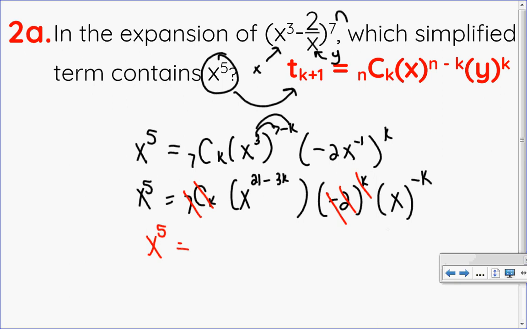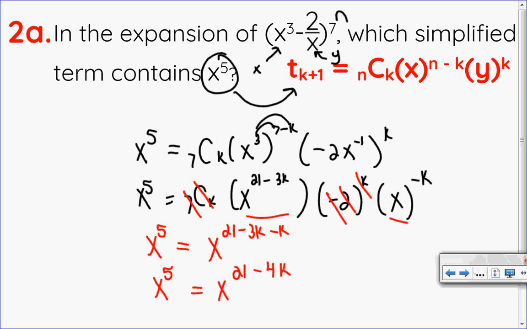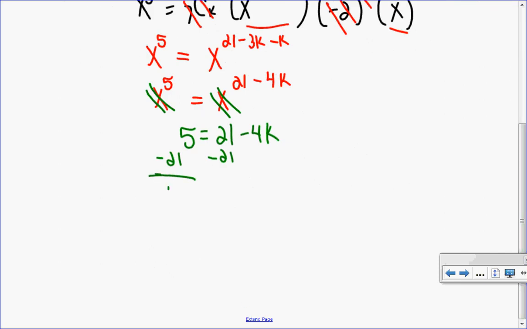So I have x to the 5 equals. Now I'm going to combine those together using the product law, which says keep the base the same, add the exponents. Tidying that up, I have 21 minus 4k. To solve for this now, I'm going to do what many wedding DJs do, and drop the base and make the exponents equal to each other. Then I just have to solve this linear equation. I subtract 21 from both sides, and I get negative 16 equals negative 4k. Divide both sides by negative 4, and I get that k equals 4.